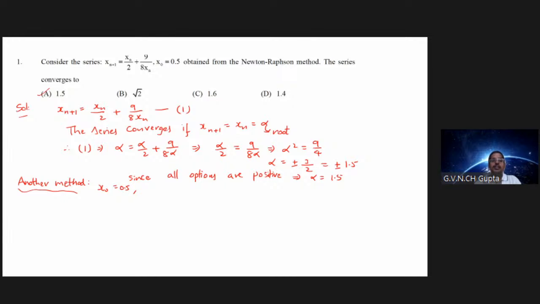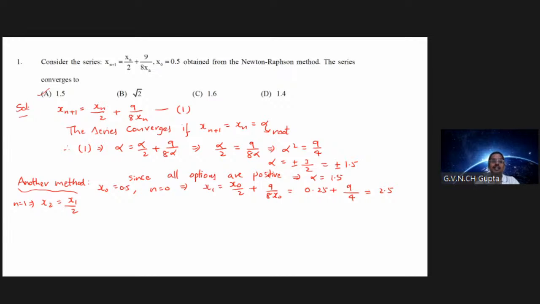So n is equal to 0 gives x1 is equal to x0 by 2 plus 9 by 8 x0, which is nothing but 0.5 divided by 2, that is 0.25, plus 9 by 8 into 0.5, that is 9 by 4, which is 2.25. This simplifies to 2.5. Next, n is equal to 1 gives x2 is equal to x1 by 2.